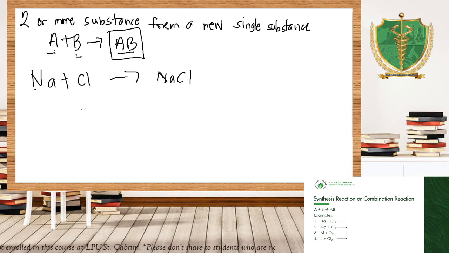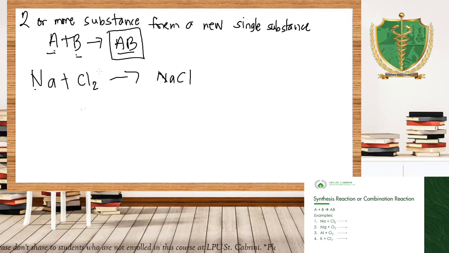Now, I'm sorry, our chlorine is a diatomic atom. Now the question is, is this balanced? Well, the answer is no. This equation is not balanced because if we take a look at the number of atoms present in our reactant, it is not the same number of atoms for each element present in our product.